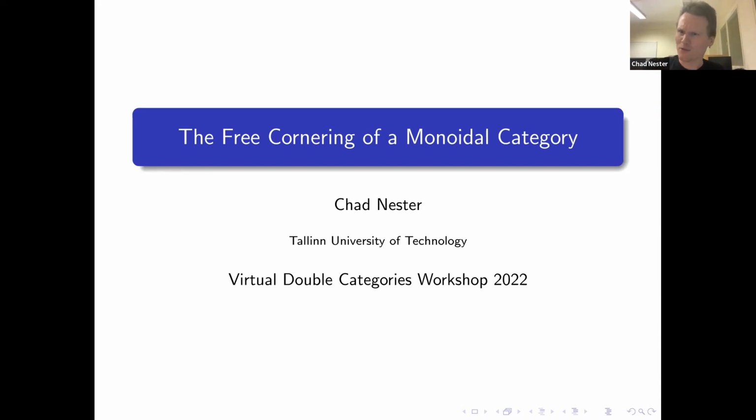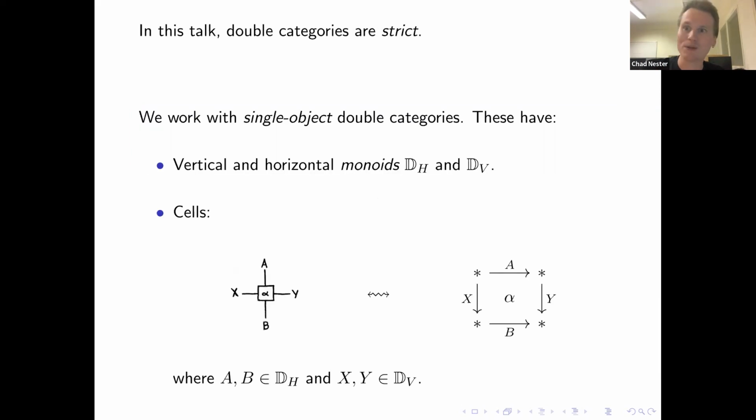So the construction is the free cornering of a monoidal category, and it's going to be a double category, which is what's related to this workshop. The setting is going to be quite a bit simpler than, I imagine, most of the talks at this workshop, because the double categories we're going to talk about are strict, in the sense that there's no weak direction. Both directions will be strict. And further, the double categories we'll work with will have one object, in this talk all the time.